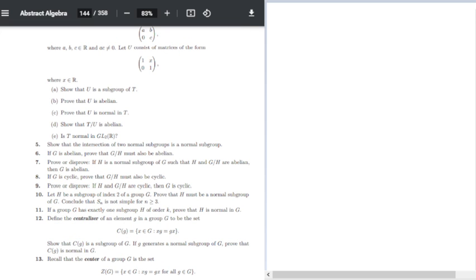That U is abelian. That U is normal in T. S is not equal to U. The matrices of this form, is abelian.